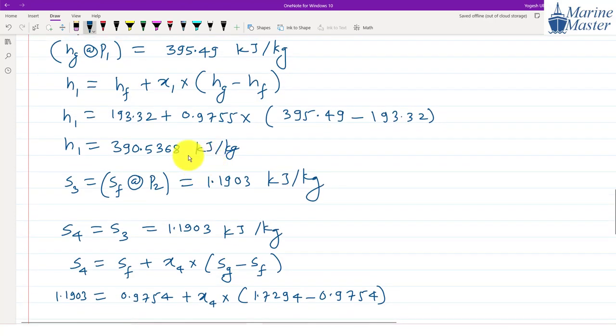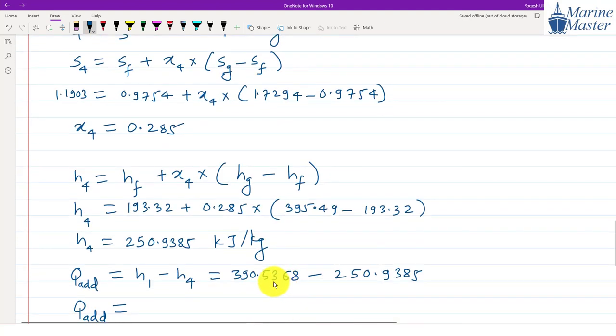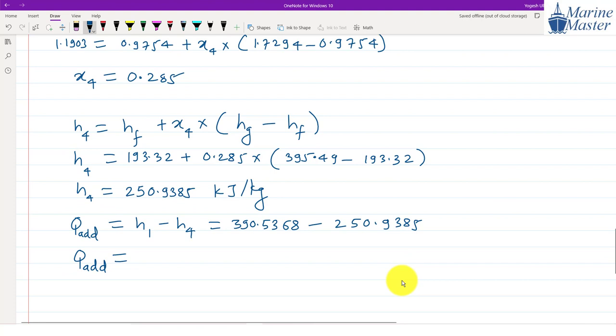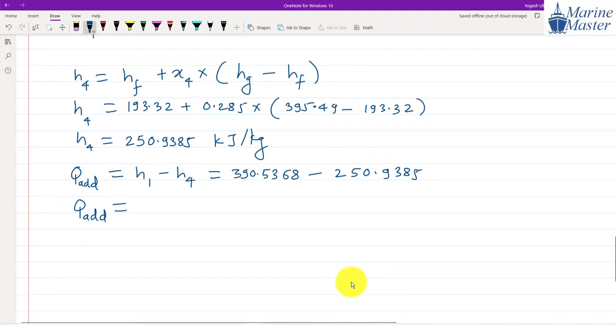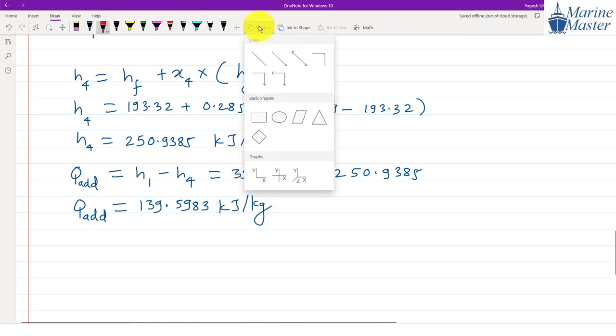390.5368 minus 250.9385. So please do the calculation. So what will we get? Q addition? How much Q addition are we getting guys? 139.5983 kilojoule per kg. That is our B's second part answer guys.